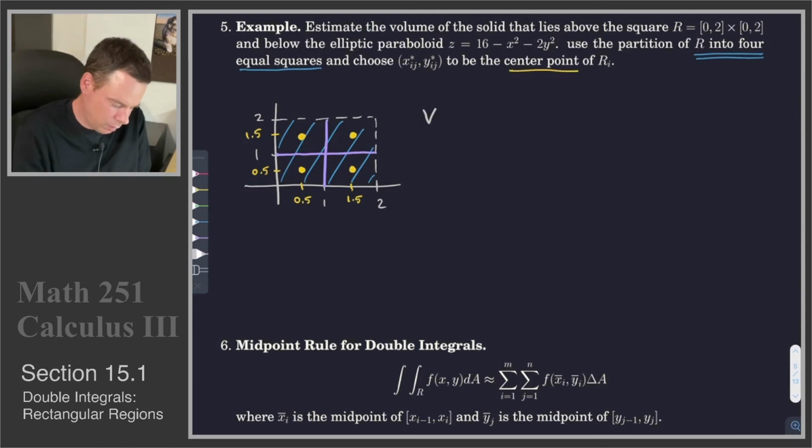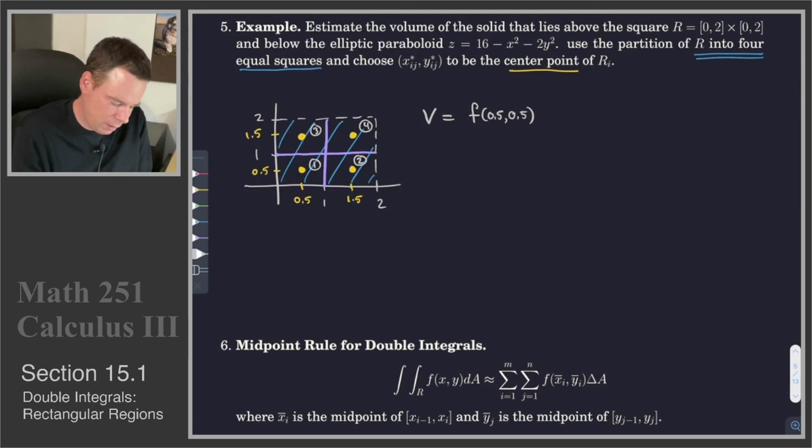So our volume is going to be, now we just sum over the volumes of each of these rectangular boxes. So we see the base of the box here. The height of the box is going to be the f value, the function value, sampled at the sample point. So what is our height of our first box? Let's say this is box number 1, box number 2, box number 3, and box number 4. Then for the first box, the height would be f of 0.5, 0.5.